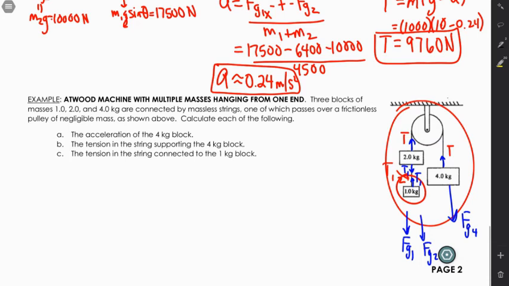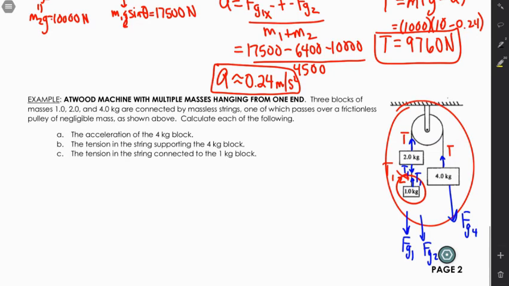Even though that 1 kilogram block is kind of hanging out by itself, it's pulling on 2. It's trying to pull 2 down with it in terms of the tension, but it's pulling up on 1, on that little string.